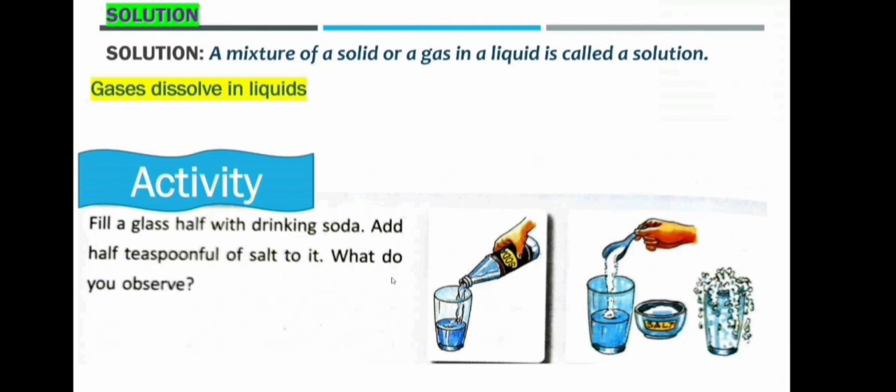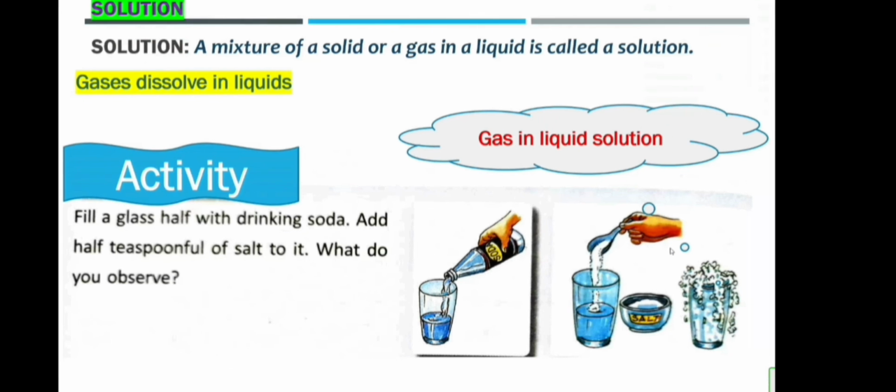Now let's perform an activity to show that some gases dissolve in liquids. For this, we will fill a glass half with drinking soda. Add half a teaspoon of salt to it. What do you observe? The bubbles of gas, as you can see in the picture, will start coming out of the soda. These bubbles are of carbon dioxide. This shows that carbon dioxide gas is dissolved in the liquid soda. Hence, it is an example of a gas in a liquid.